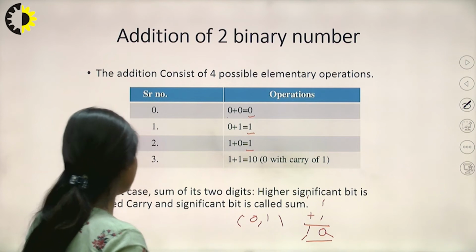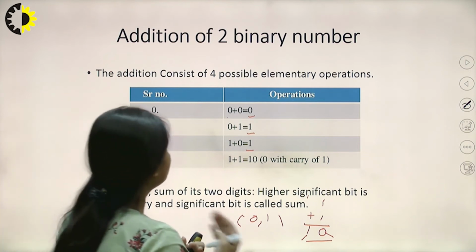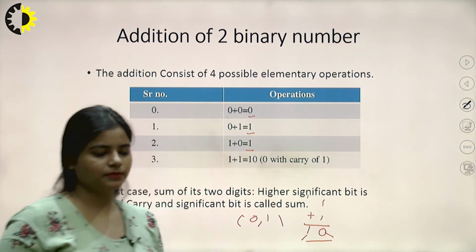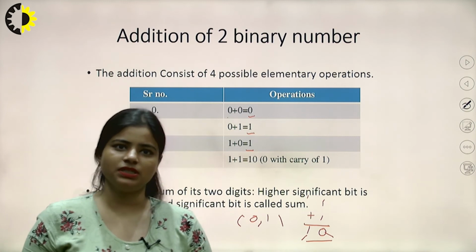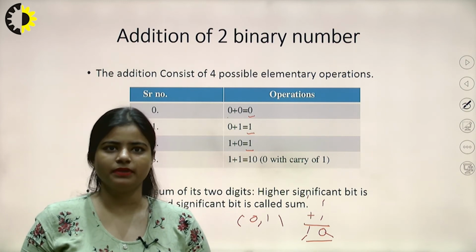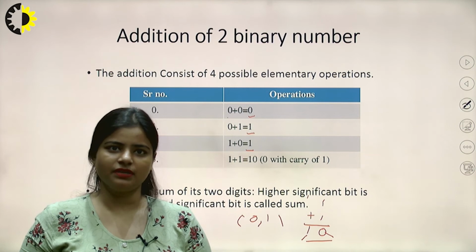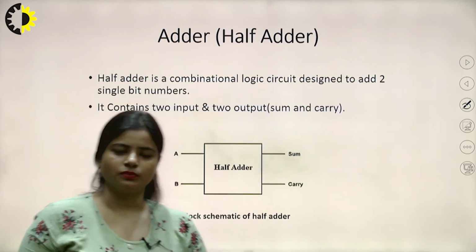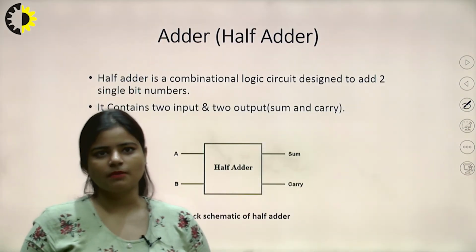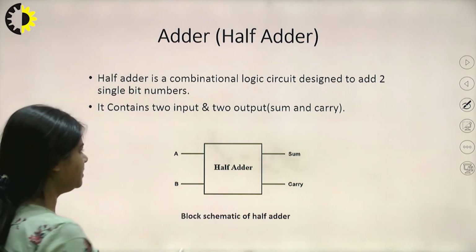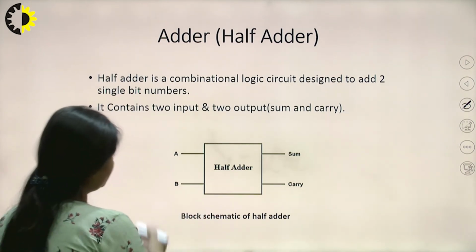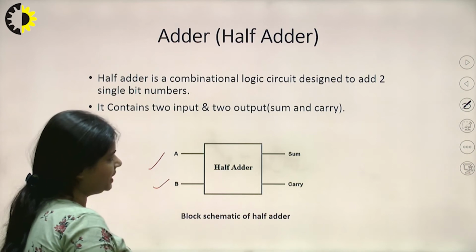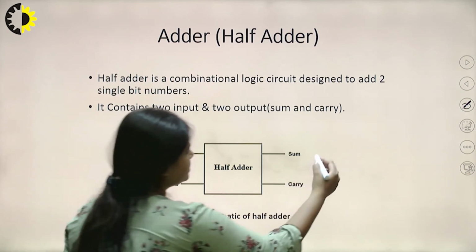Okay, now we are going to see how we can add two numbers using half adder and full adder. So we are going to learn first about the half adder. Basically, this is the block diagram. Here we have two inputs, A and B, and two outputs, sum and carry.